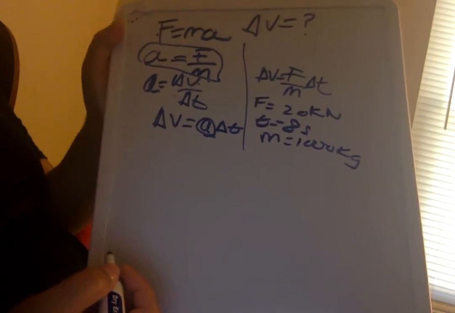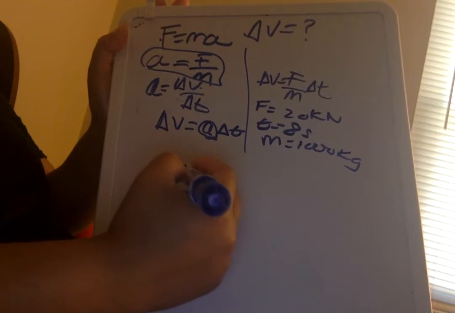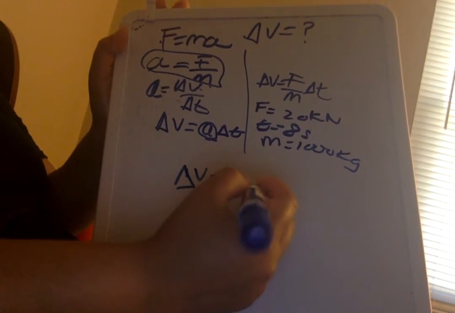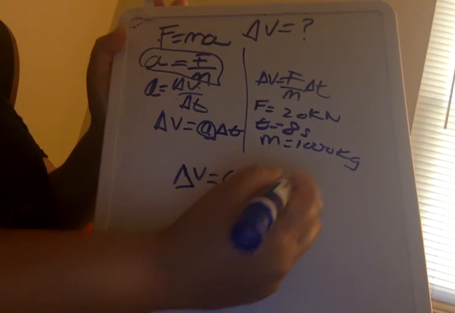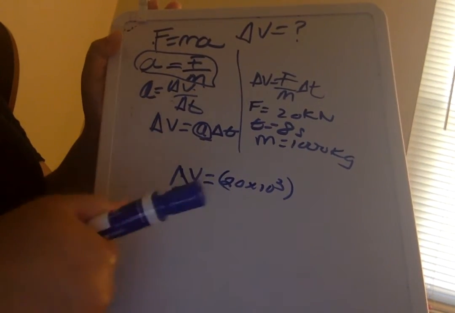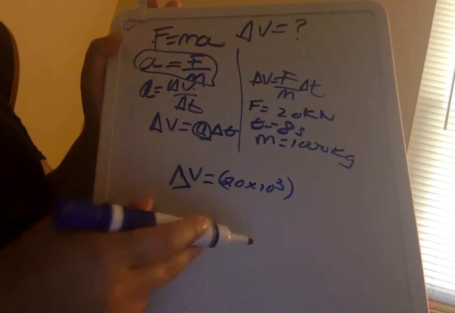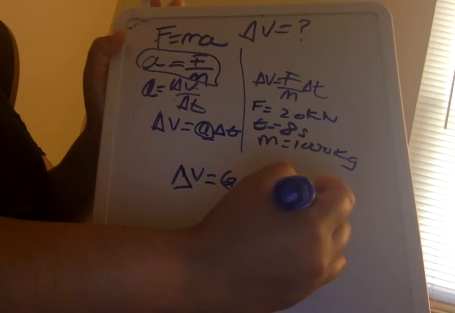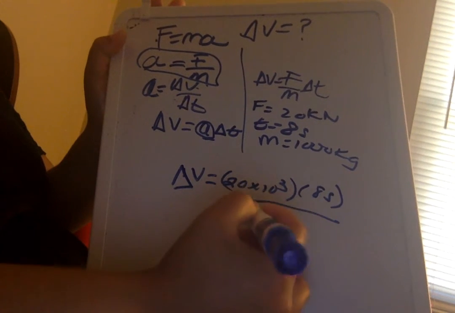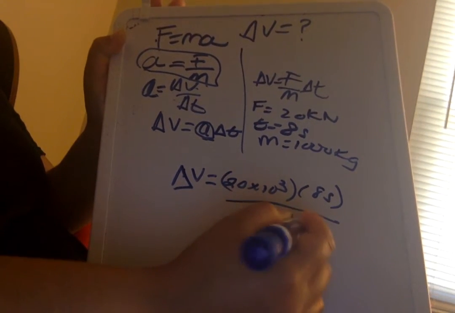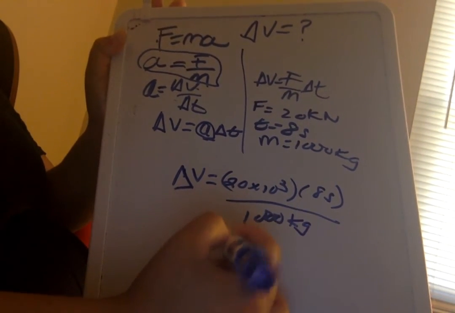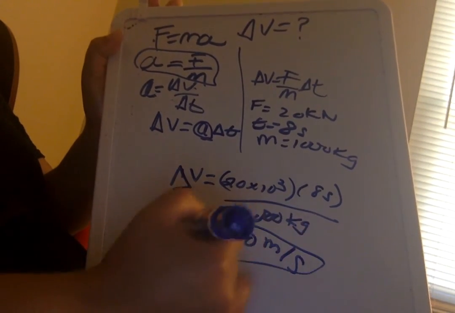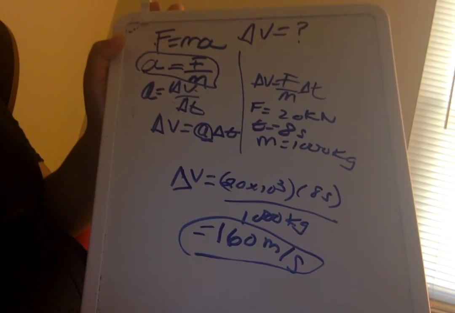So we'll just put this into the equation. Delta v equals the force, 20 times 10 to the third, because it's in kilonewtons, so we want to multiply it by 10 to the third to get newtons, times 8 seconds divided by 1,000 kilograms, and that equals 160 meters per second.